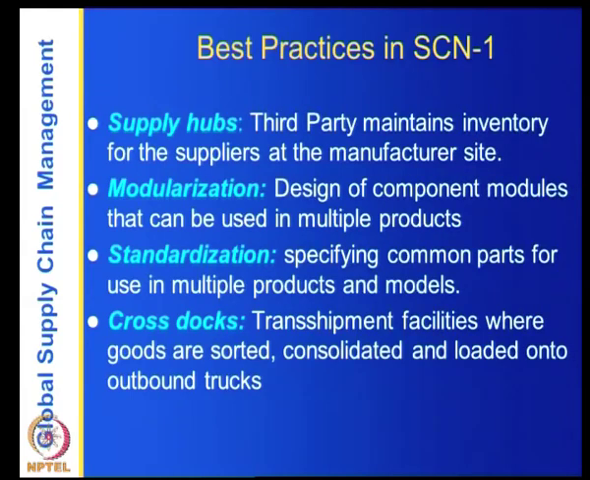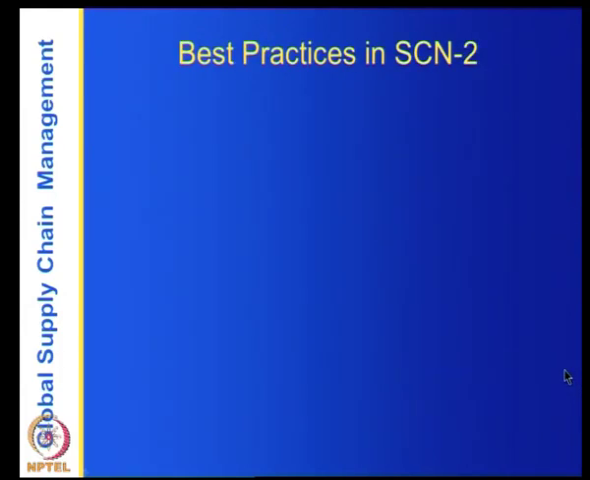Cross docking avoids what is called inventory. Otherwise, you would have to take these products and keep them in the warehouse and do loading and unloading again and so on.